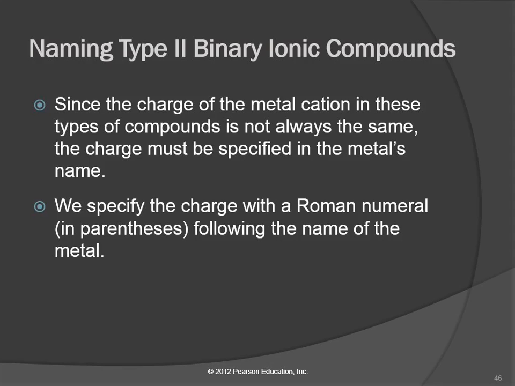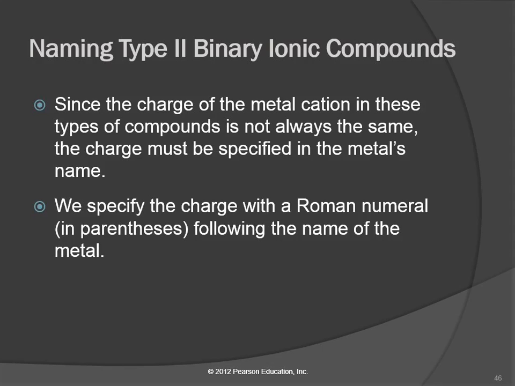And what your book calls type 2 binary ionic compound, here the metal ion can be different charges. And so we use a Roman numeral to specify what the charge is.